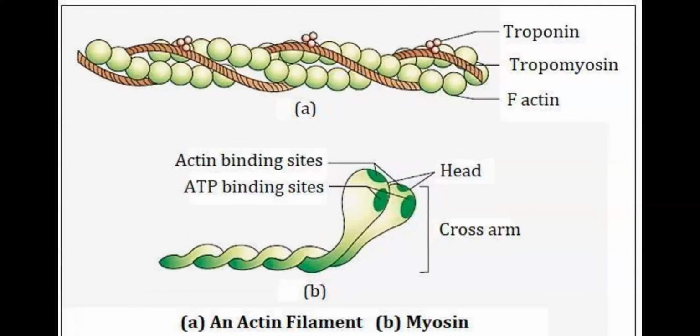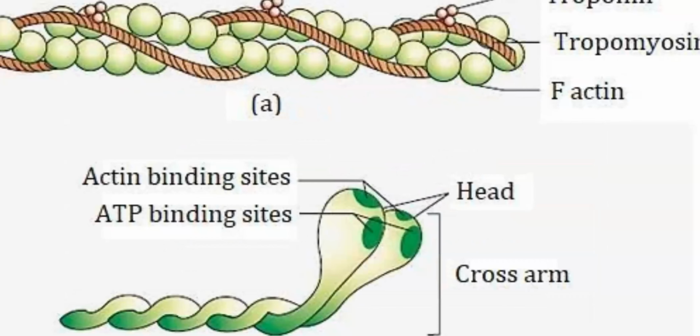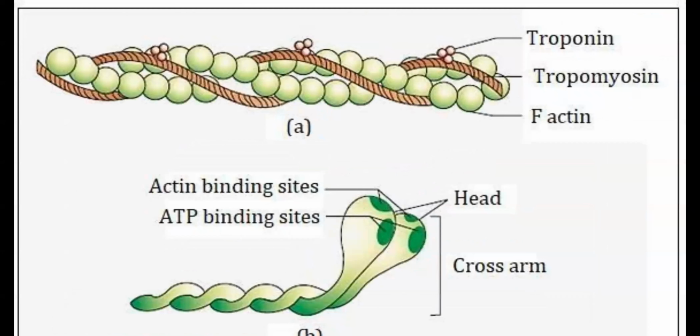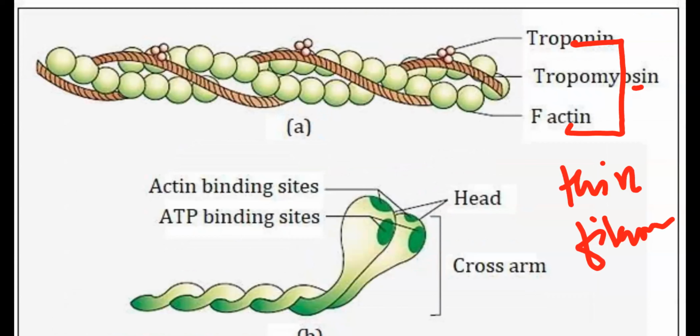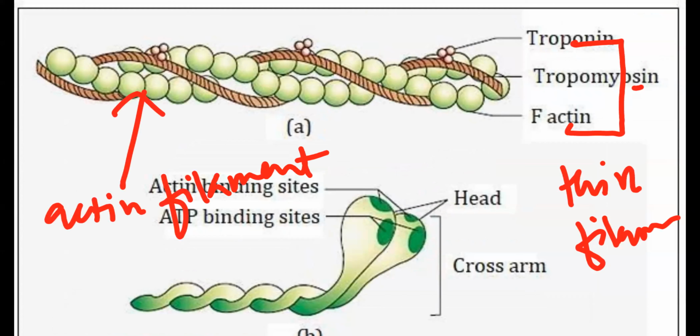Now here is the structure of a thin filament. In this green color structure that you are looking at is an actin filament. That one is known as which one? An actin filament. How is this formed? Have a look at it.